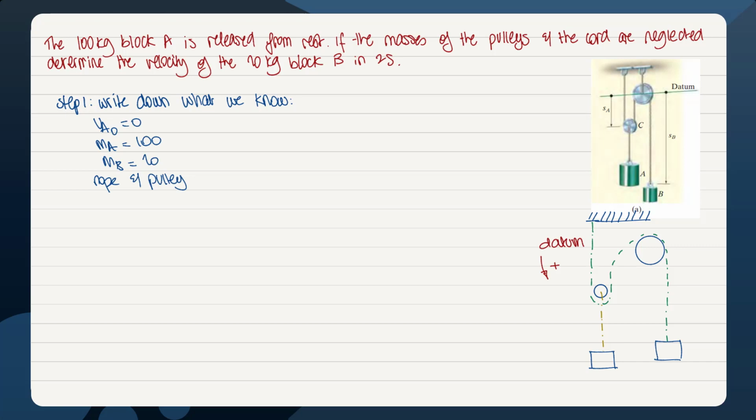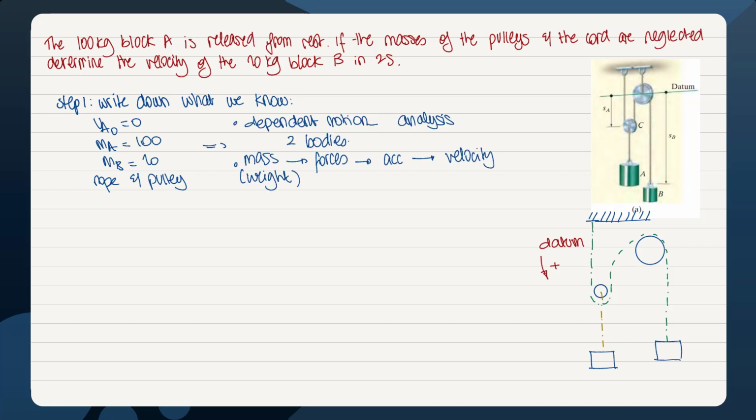So a couple of comments about the problem, conclusions one can make by reading the problem statement. First, we're dealing with the dependent motion analysis, so we need to make use of the equations and the method we've seen in the dependent motion analysis video. We know that we're dealing with two bodies, and we're asked to find the velocity of the block B in 2 seconds.